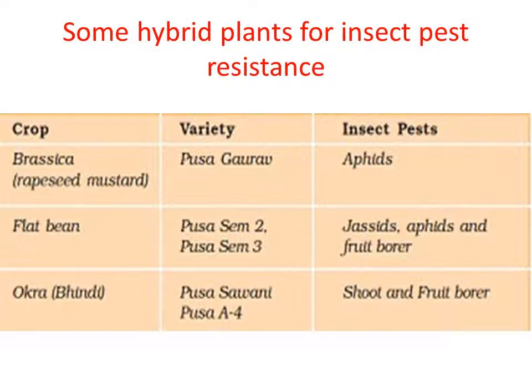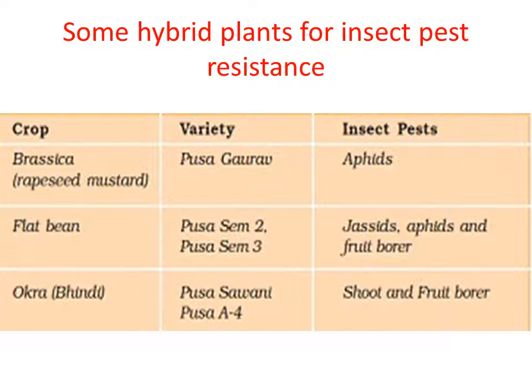Understood? Yes. Let us have a look at the first crop, that is brassica. Brassica is commonly called rapeseed mustard. In this crop, the improved variety raised, which got resistance to insect pest, is named Pusa Gaurav. So Pusa Gaurav is the improved variety of brassica. Actually this has got resistance to aphids.